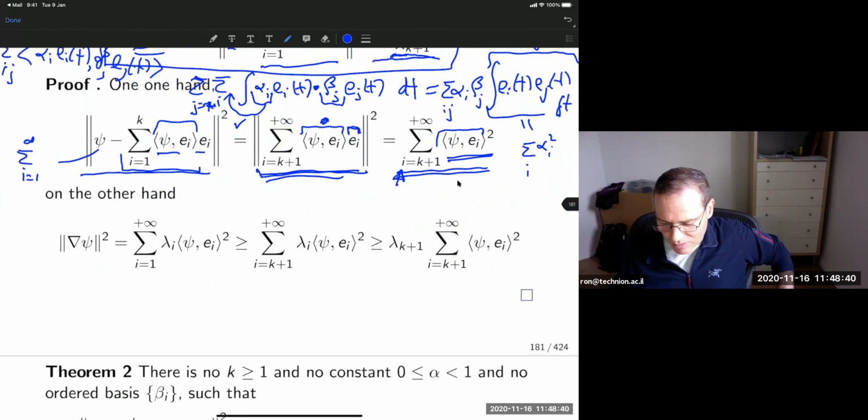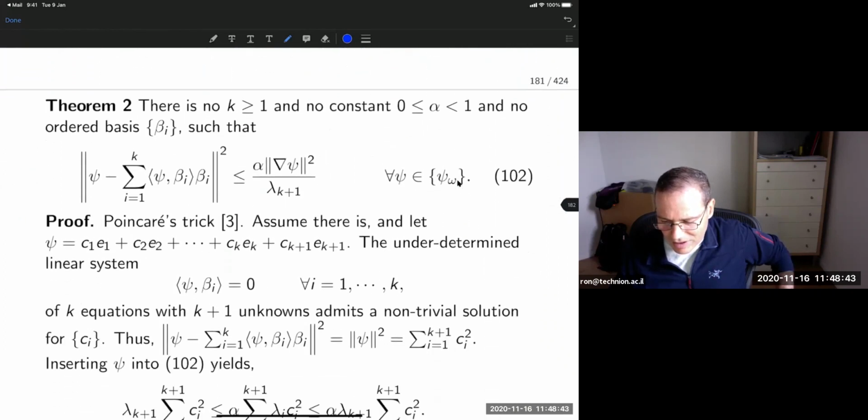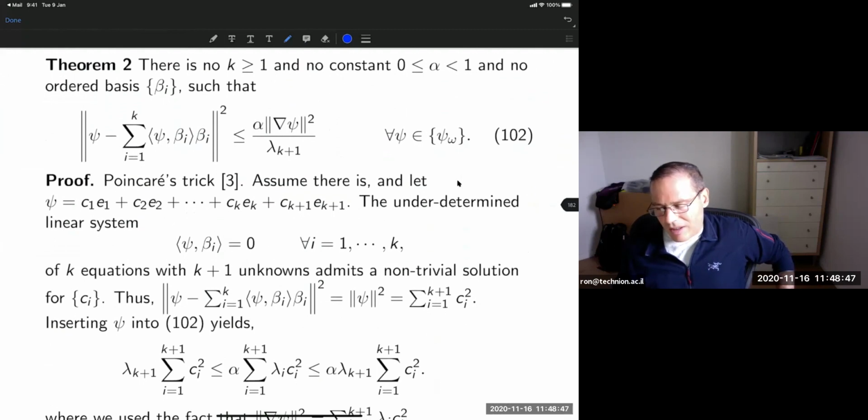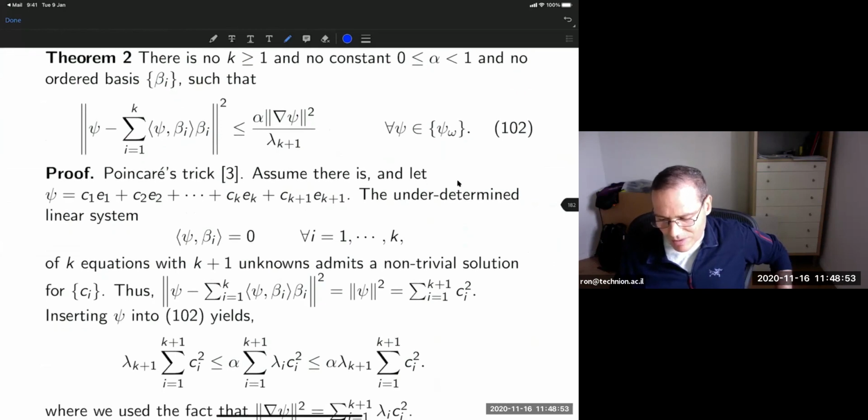Okay. So what would be the second theorem? And here I will need this part. The second theorem, and this is where the relatively complicated trick comes into play, says that there is no k larger or equal to one, and there is no alpha which is smaller than one, and this is important, such that I can find a basis beta_i such that I can find a more tight error. Now if alpha is smaller than one, it means that there exists another basis that would allow me to get a smaller error.